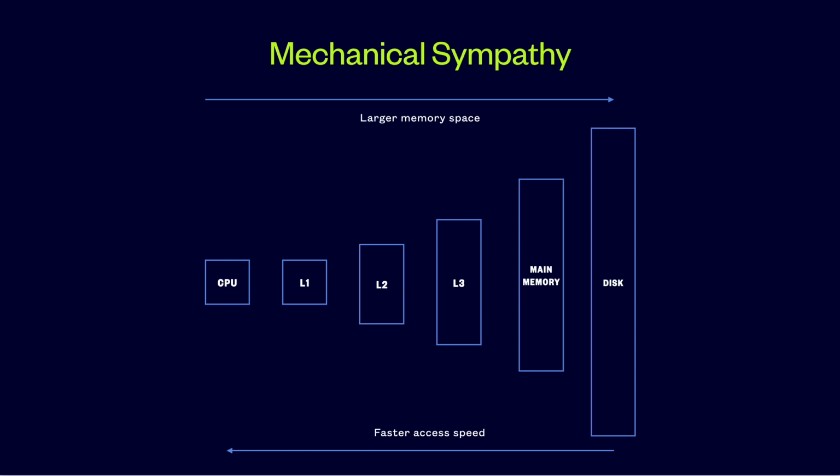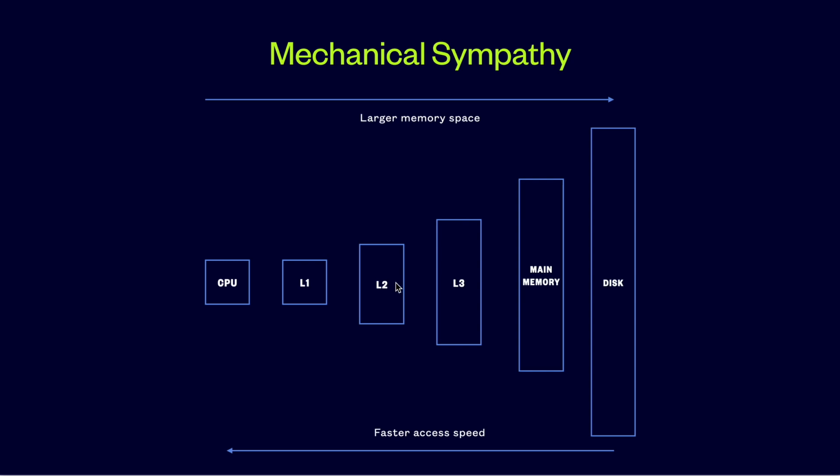So this diagram depicts the relationship between the CPU and the different levels of memory. As you can see, the further we go from the CPU, the larger the memory gets. But at the same time, the access gets slower and slower. So with this architecture in mind, two things come to mind. The first one is the data size. So size matters in this case. And the second thing is the data access pattern.